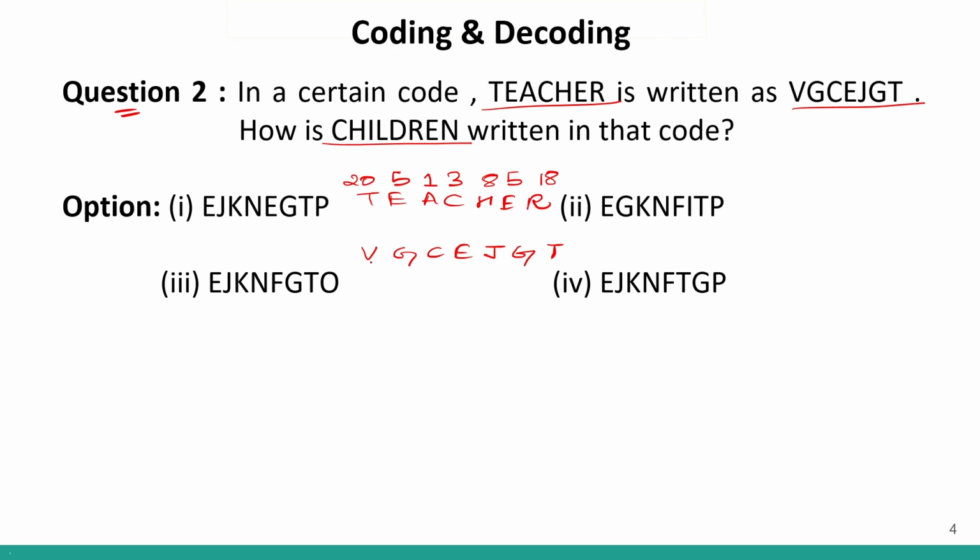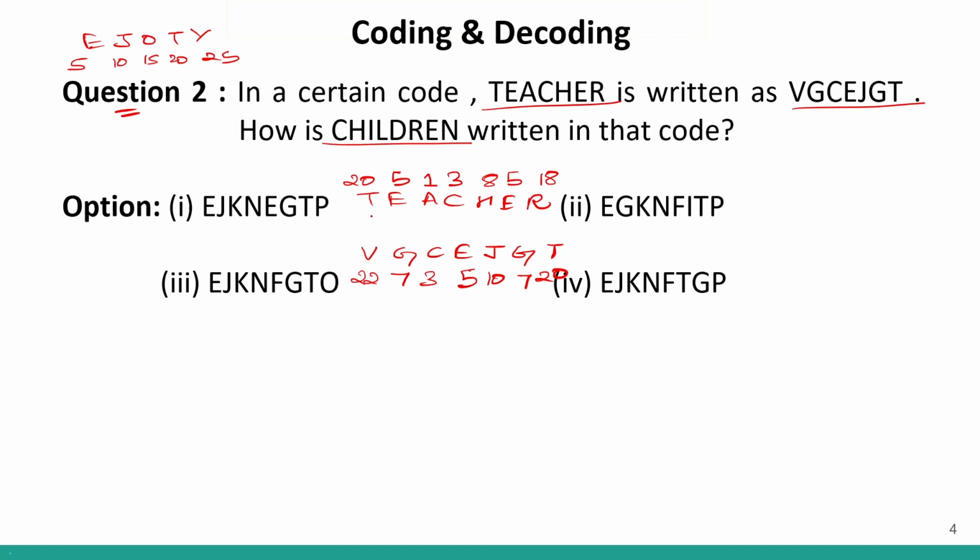Giving forward ranks to V, V is how much? V is 22, G is 7, C is 3, E is 5, J is 10, G is how much? 7, and T is 20. So remember the shortcut, which is EJOT. Okay, where E is 5, J is 10, this is 15, this is 20, and this is 25.